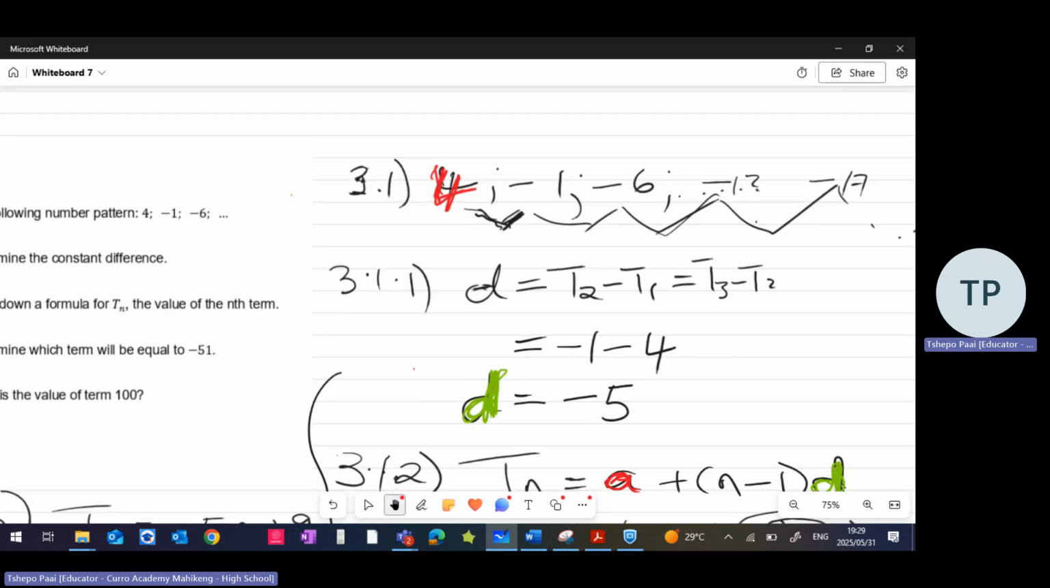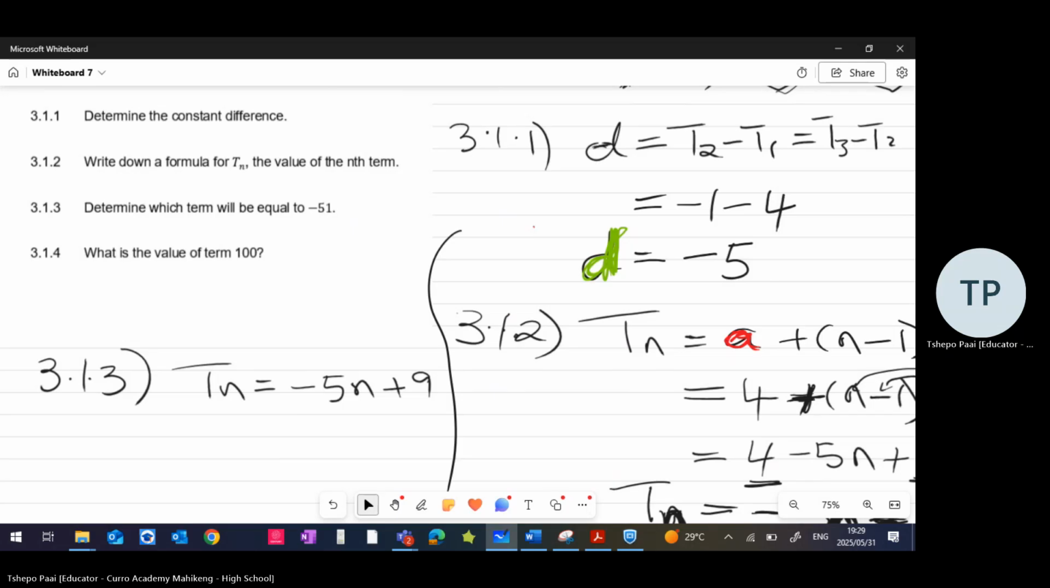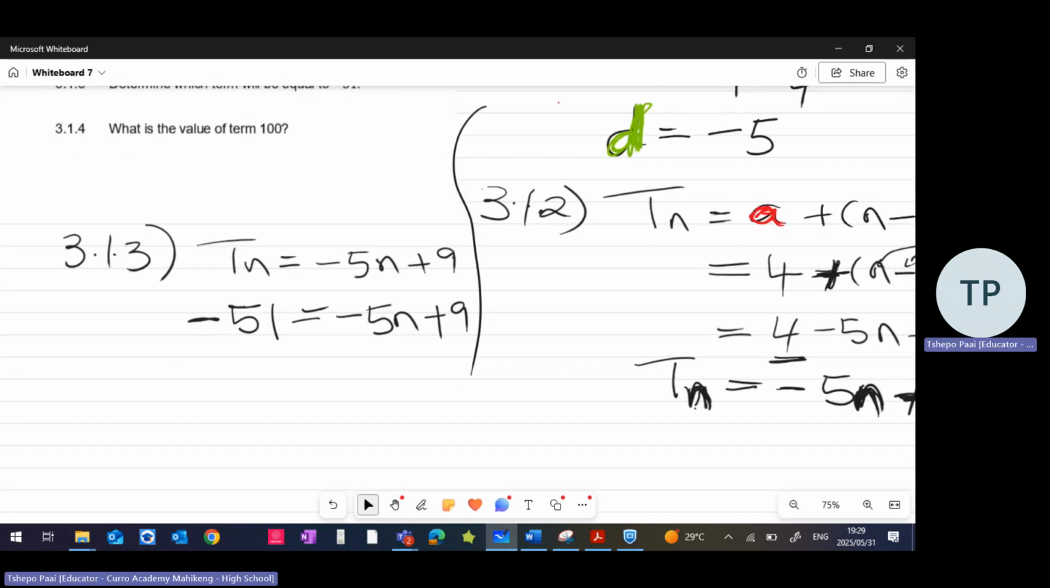Let's go back to our general term. We want to know which term will be equal to minus 51, meaning Tn will be replaced by minus 51. Then we are going to solve for n. Minus 5n plus 9. Collect the like terms. I can take this minus 51. It will join positive 9 there because it does not have a variable.